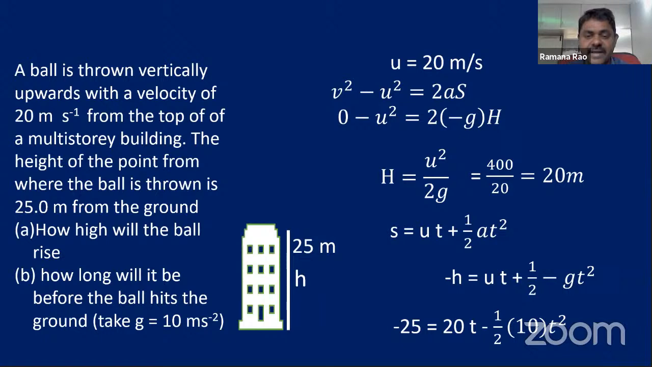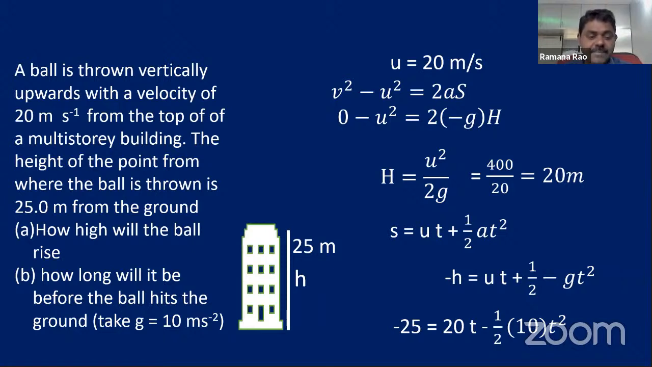If you simplify, h is equal to u square by 2g. U square means 20 square, 400, by 2 into g. g is 10 because here it is given in the problem to take g as 10 meter per second square. If you substitute, 400 by 20 is 20 meters. So the height that the ball is going to reach from the top of the building is 20 meter.